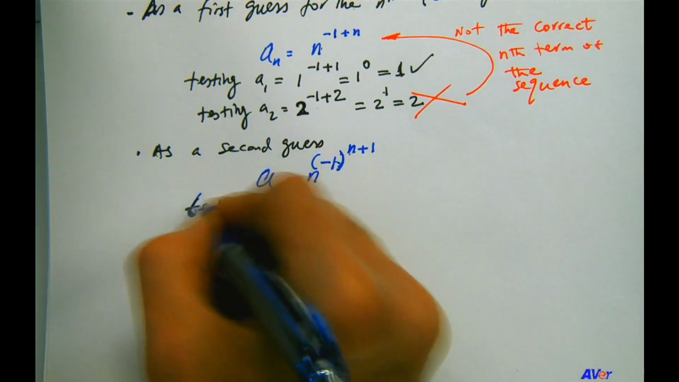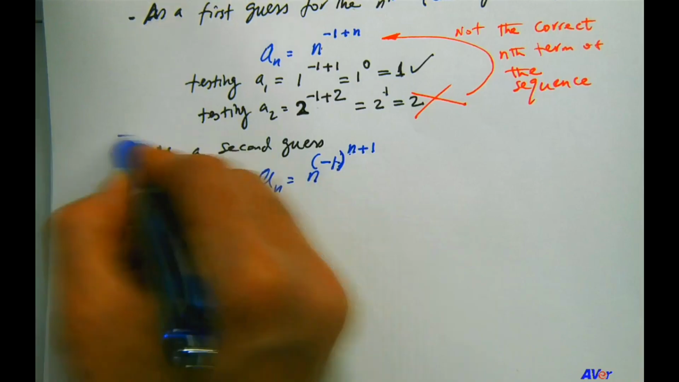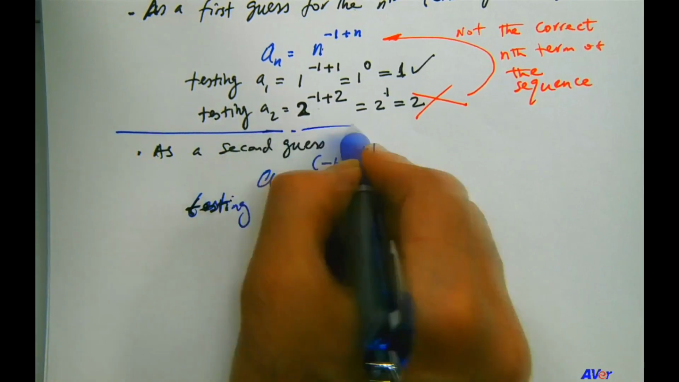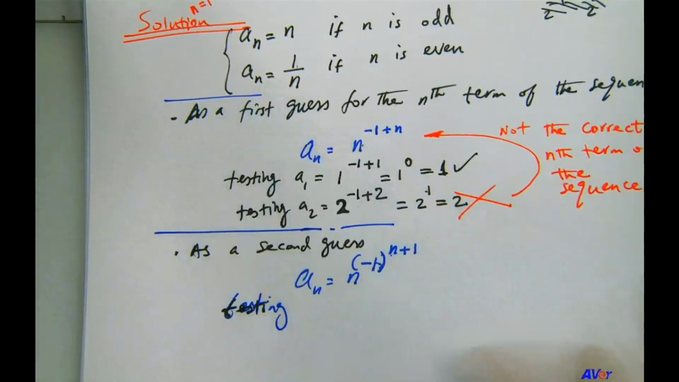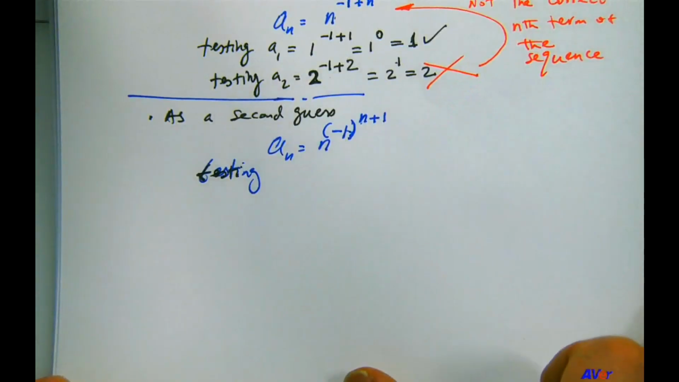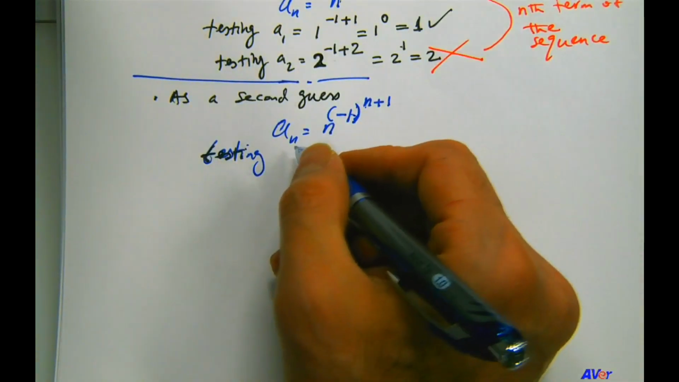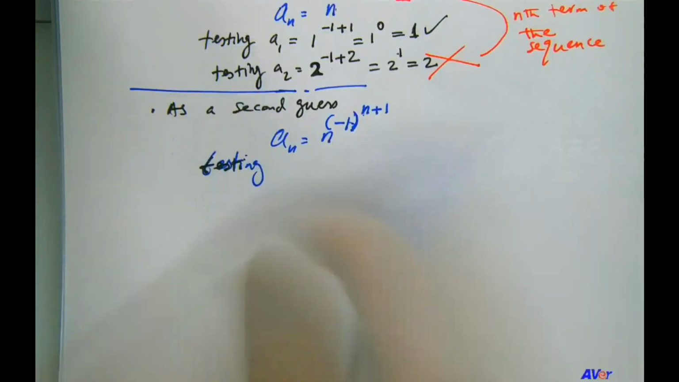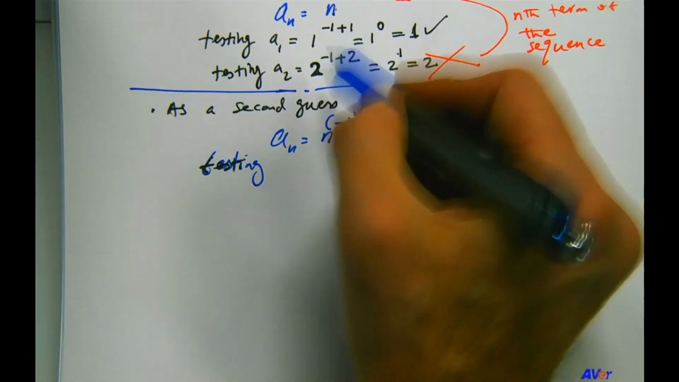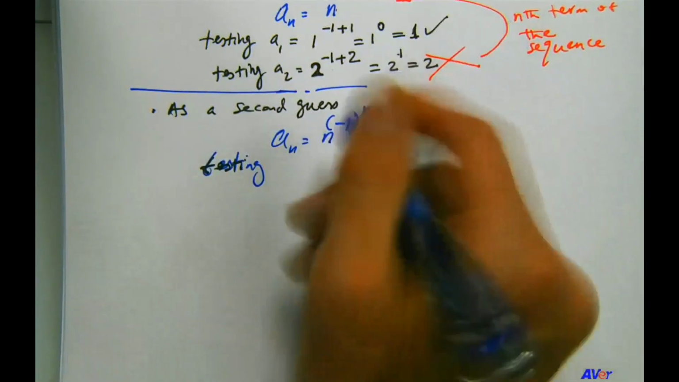So let me write this with a different color. I don't want it mixed. So that was the first guess up here, and this is the second guess. This is why this is an iterative process. You shouldn't be frustrated if the first one doesn't work, like it didn't in my guess. But you should modify it to resolve the issues and get the sequence that you want.